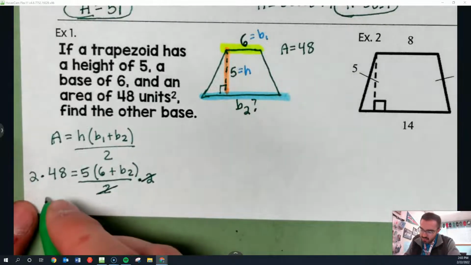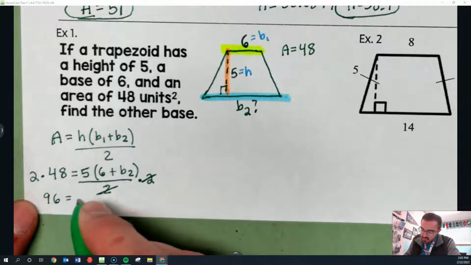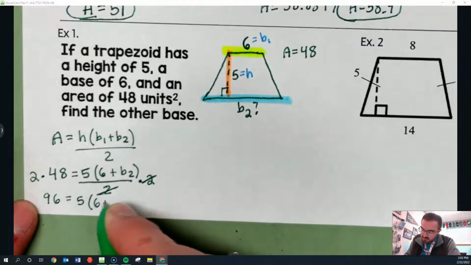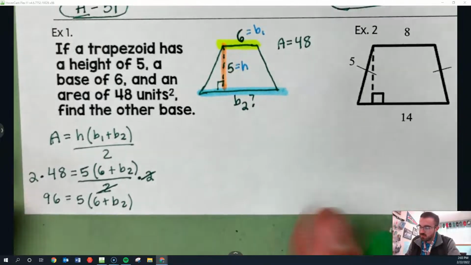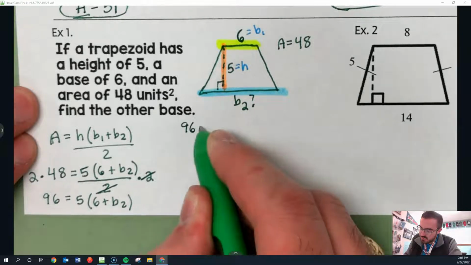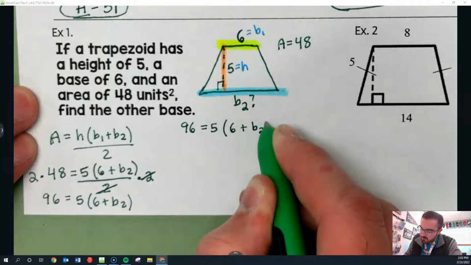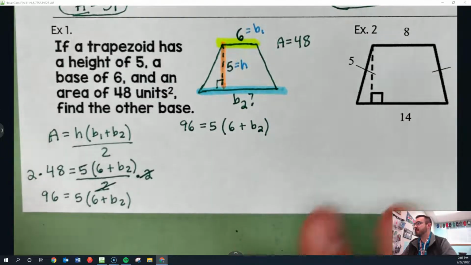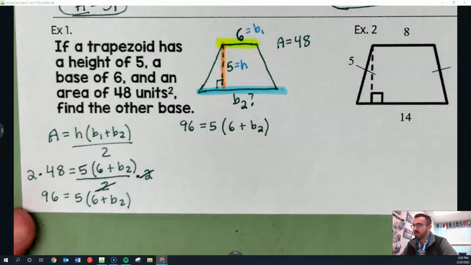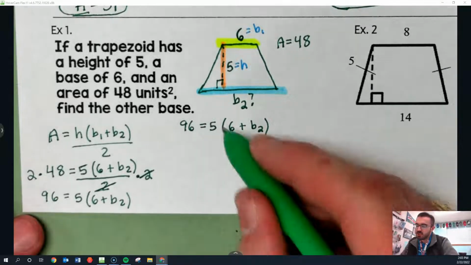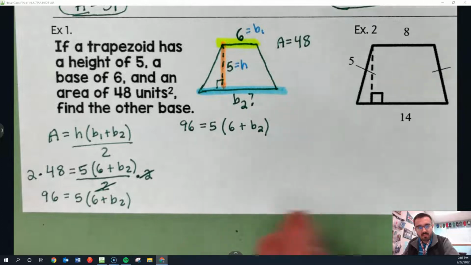Let's keep going. This would be 96 equals 5 times 6 plus B2. So let me rewrite that over here. 96 equals 5 times 6 plus B2. We're going to keep solving. In this scenario, I know there's some different ways you could solve this. You could distribute this 5, for example. You could run with that route, and that'd be perfectly fine.